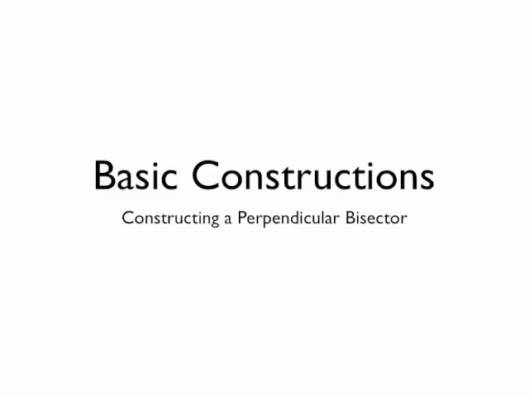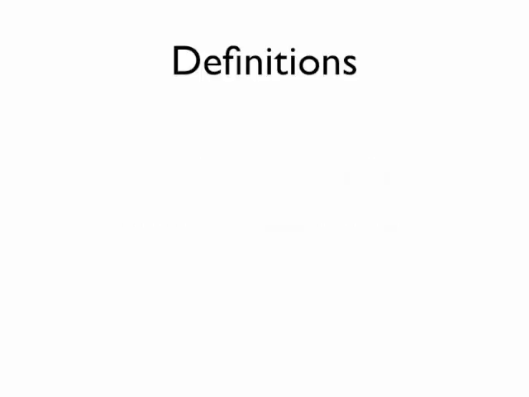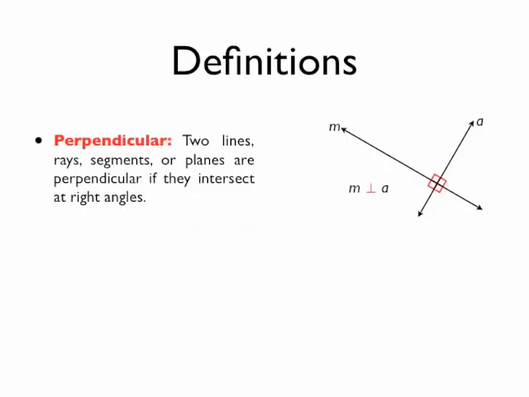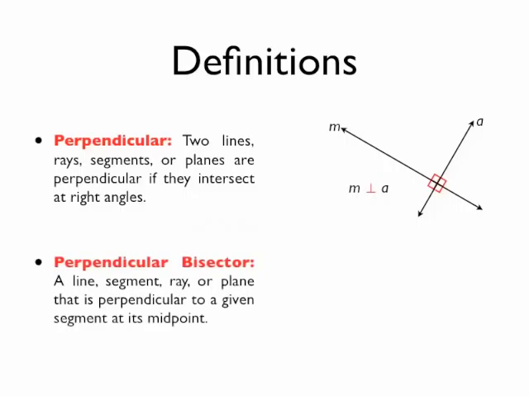Our next construction is a perpendicular bisector. You should already be familiar with the definition of perpendicular. Two lines are perpendicular if they intersect at right angles. In this lesson, we are going to introduce perpendicular bisector.